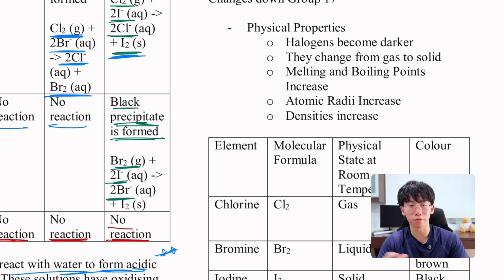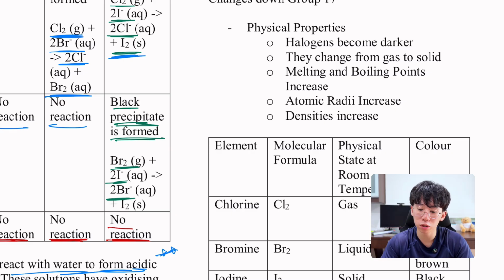After discussing some of the reactions of your group 17 elements, we can start to talk about some of the changes of your elements when you go down group 17. Some of the changes include the halogens becoming darker. If you look at the table below, your chlorine tends to be pale yellow green, your bromine is reddish brown, and your iodine is black. So the color is getting darker and darker as you go down the group. And just to be clear, you have to memorize all these colors. It is absolutely important. It will be tested.